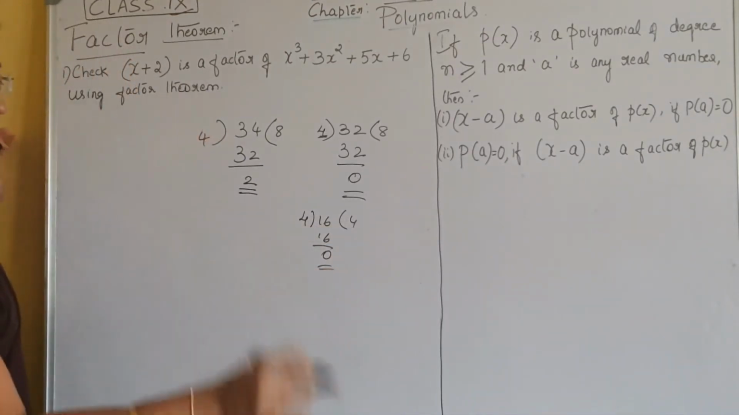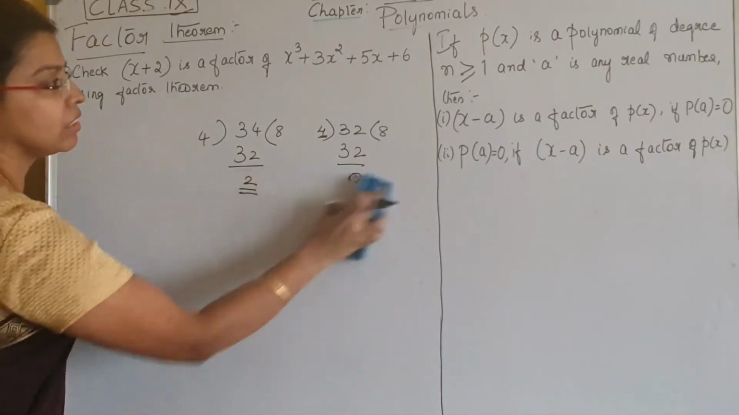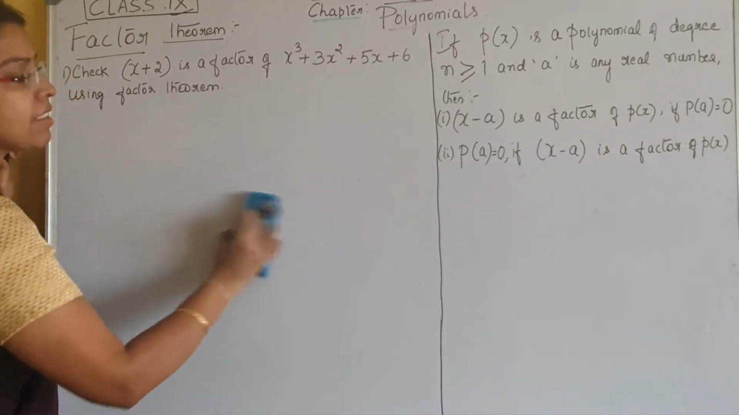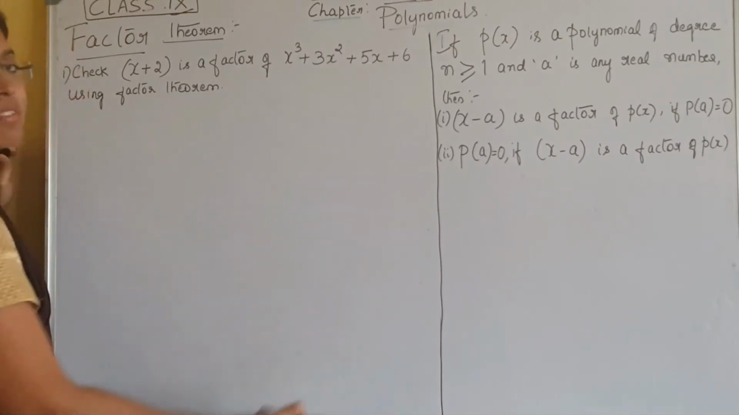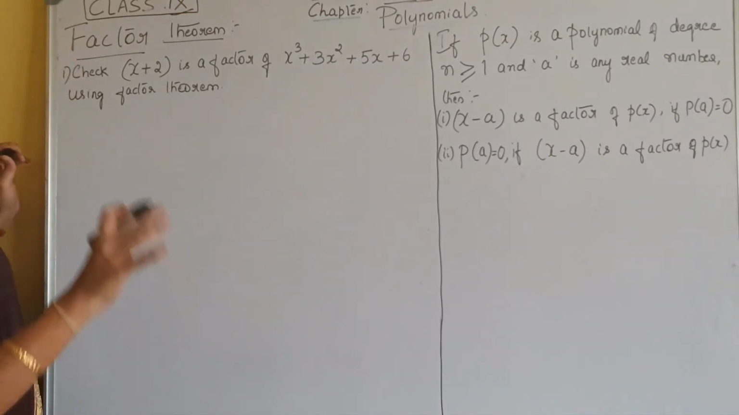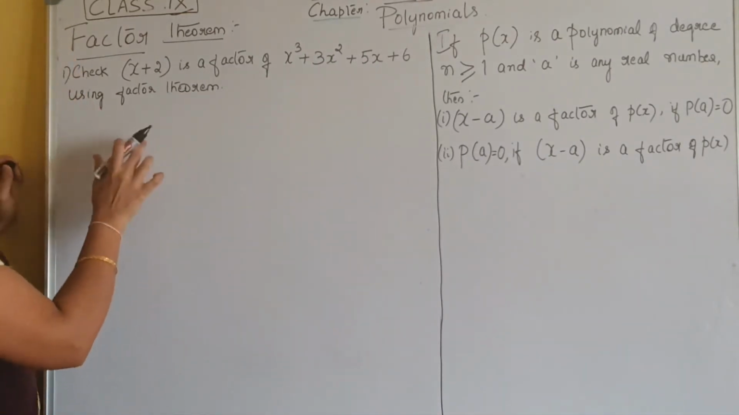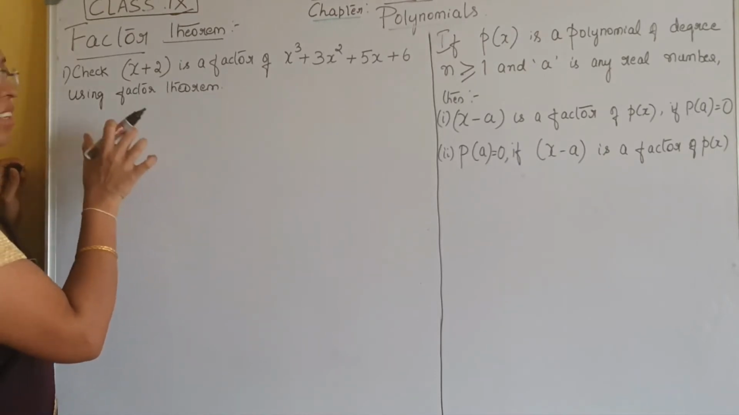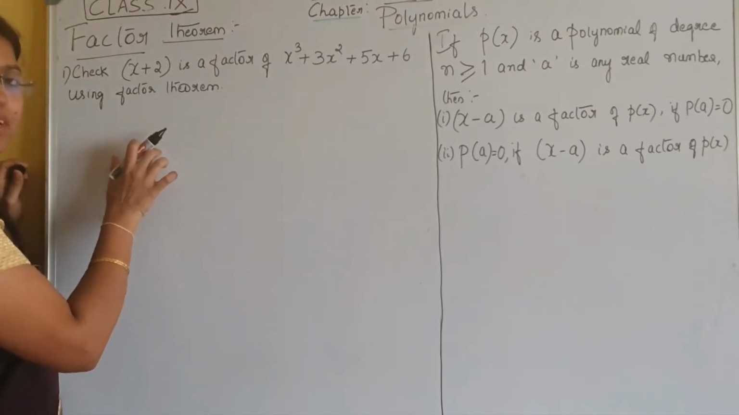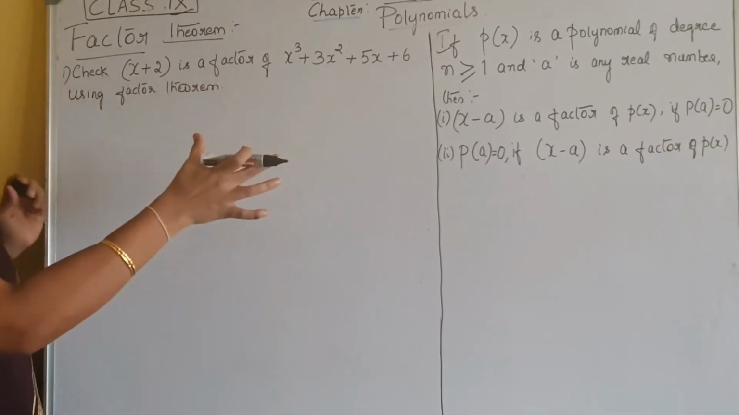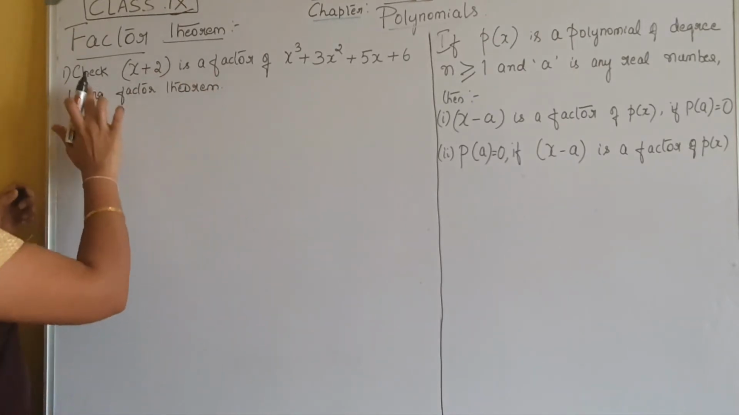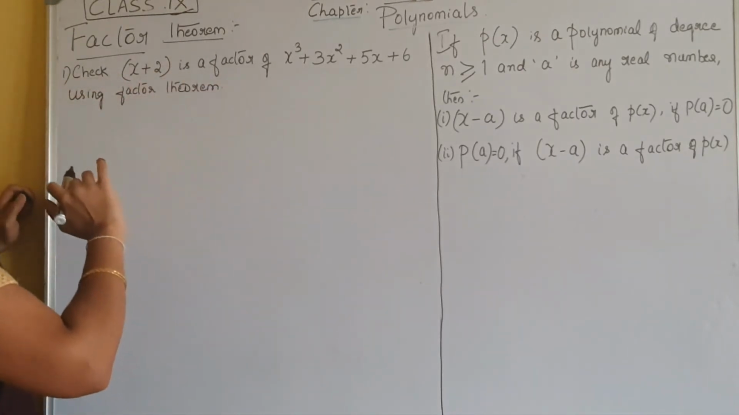Similarly, when the polynomials are divided, we have seen in the previous example that when the polynomial was divided, we got the remainder as 0. Right? If that is the case, then the divisor, which was a linear polynomial, is a factor of the dividend polynomial. Okay. So with an example, you can understand the statement better.